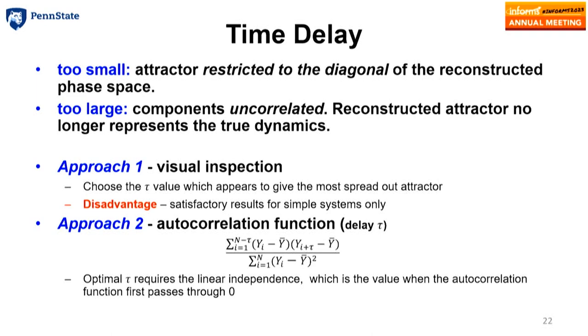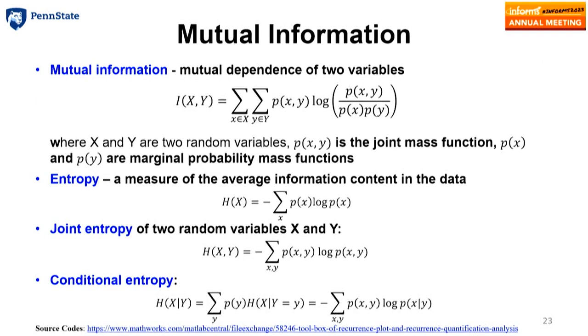So optimal tau requires a linear independence, which is the value when the autocorrelation function first passes 0. But this is linear correlation. Sometimes a system has nonlinear correlation, which brings us to the mutual information.